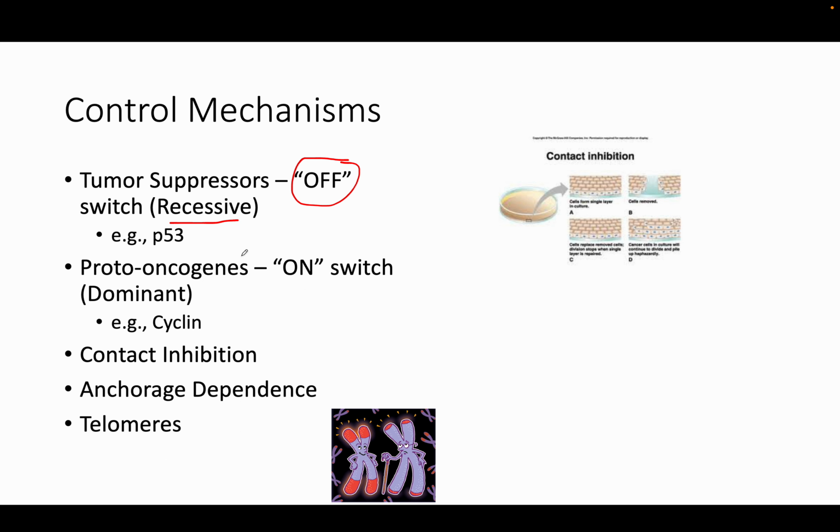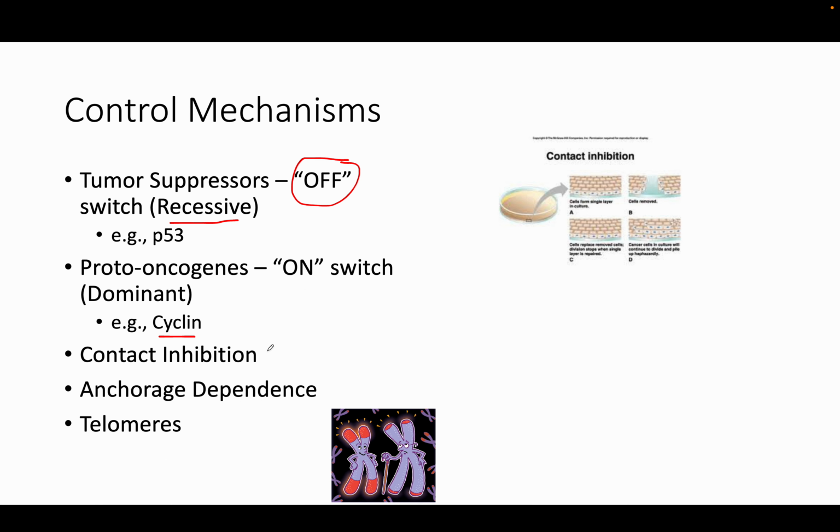Whereas the proto-oncogenes are an on switch. So if you think about a dark room, it would only take one flip of a switch to turn it on. And so the proto-oncogenes are a dominant mutation. If you even just get one that's overactivated, like cyclin, you'll end up with an overactivation of the mitotic pathway, too much mitosis, too many cells.